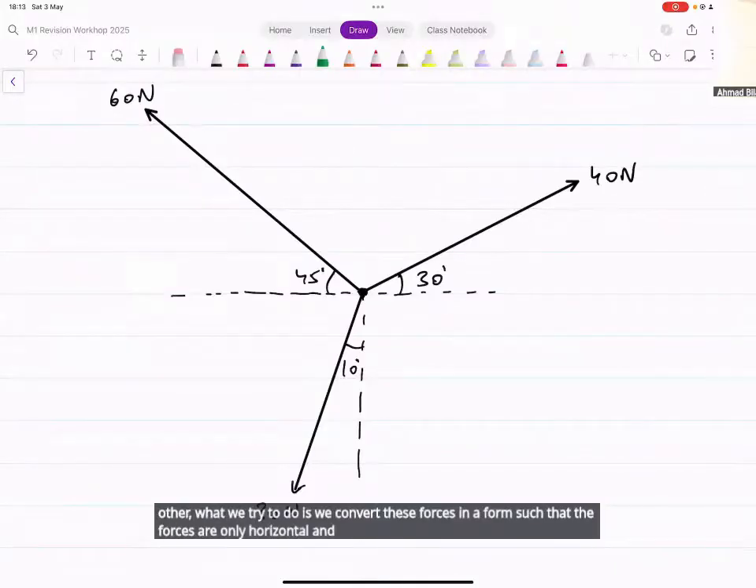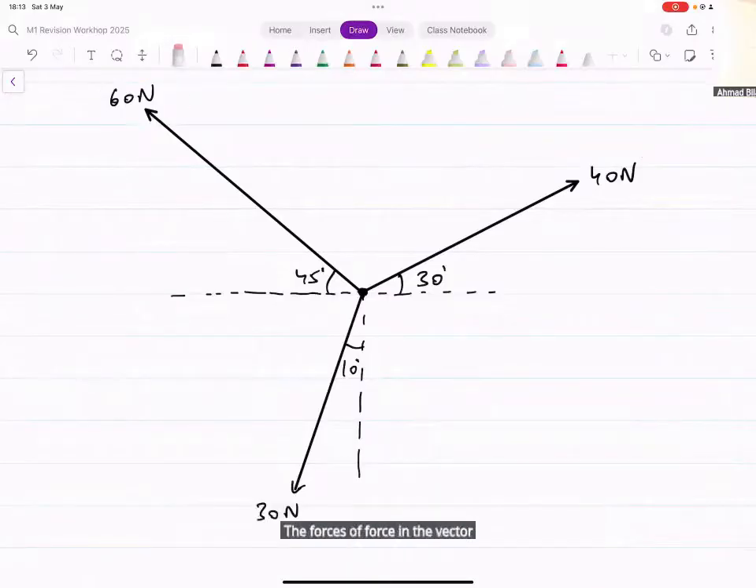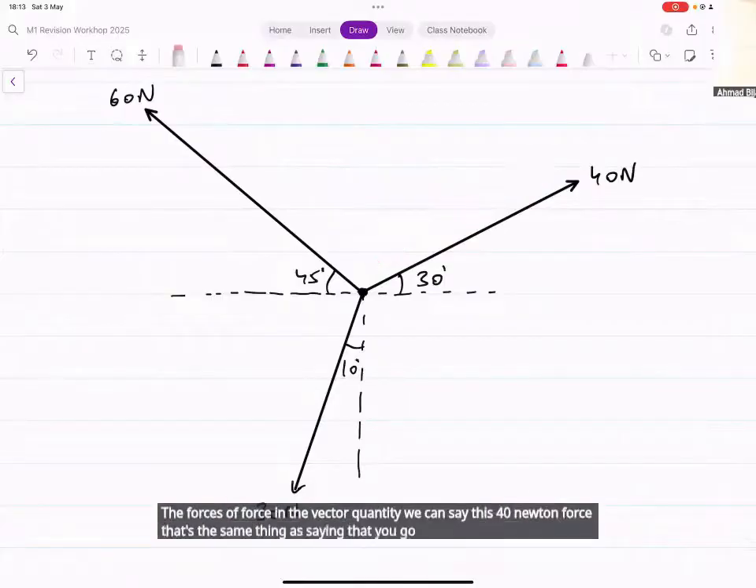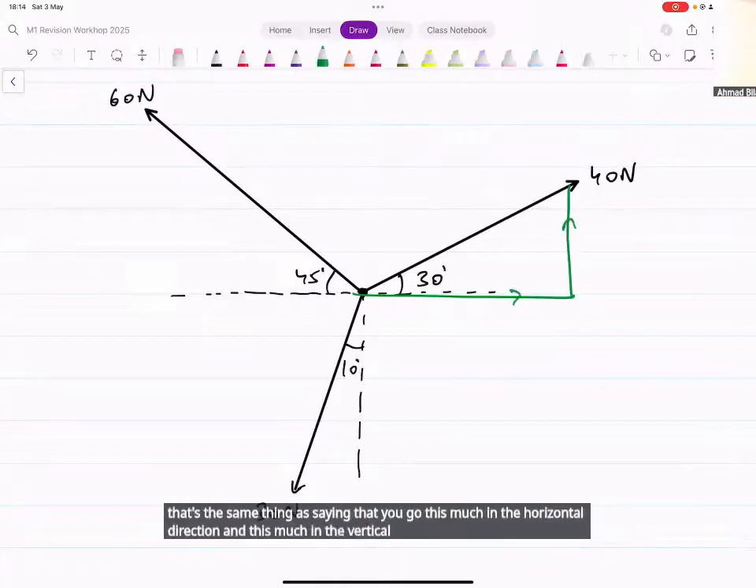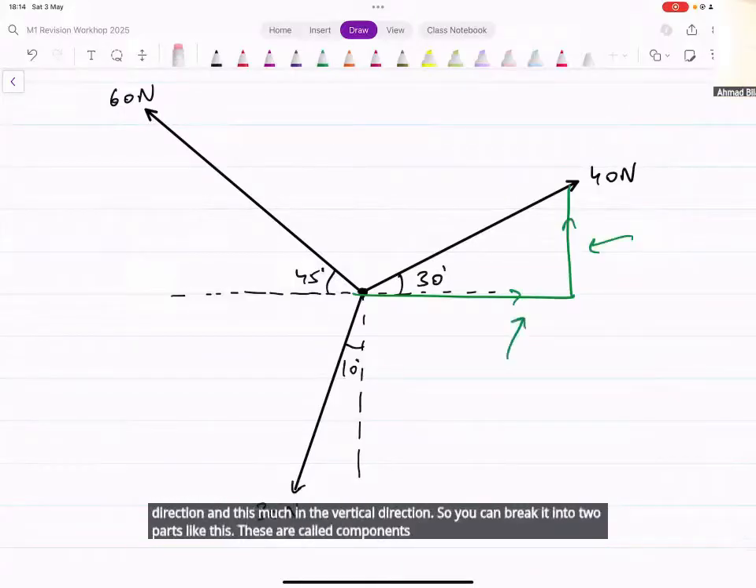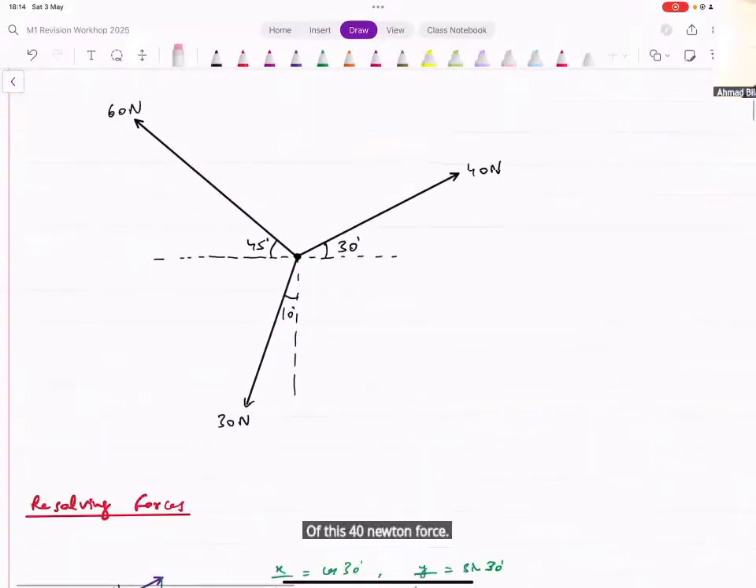Now, since force is a vector quantity, we can say this 40 Newton force is the same thing as saying that you go this much in the horizontal direction and this much in the vertical direction. So you can break it into 2 parts like this. These are called components of this 40 Newton force, and this process is called resolving forces.